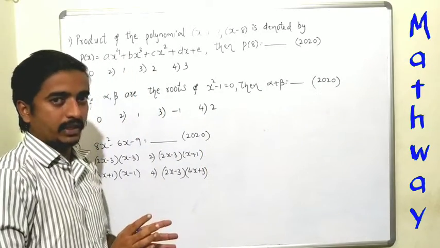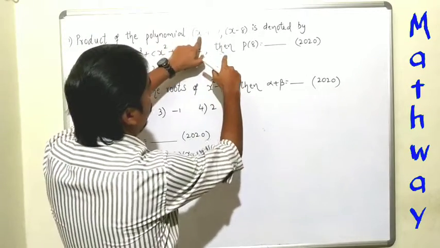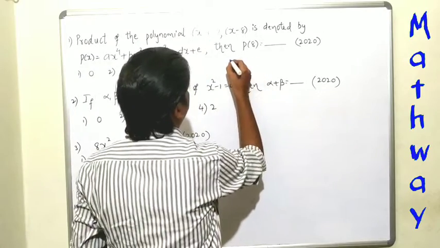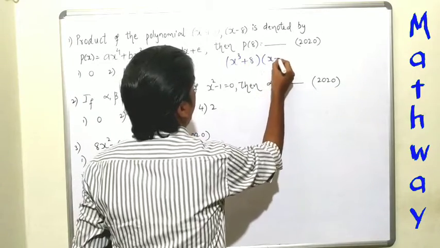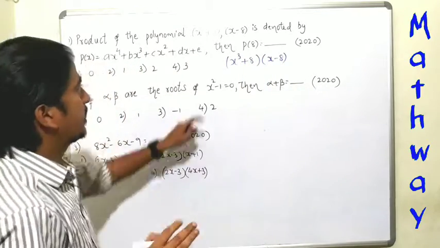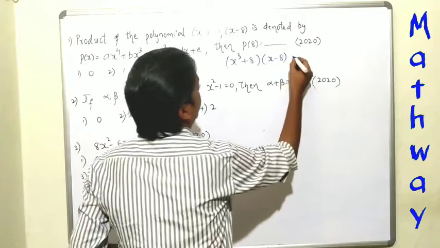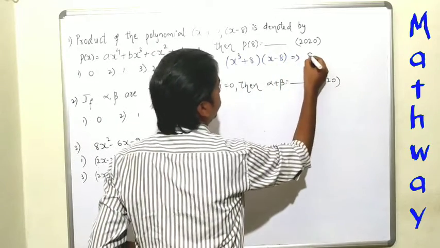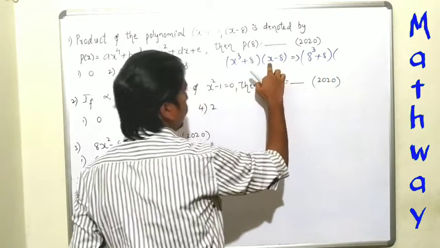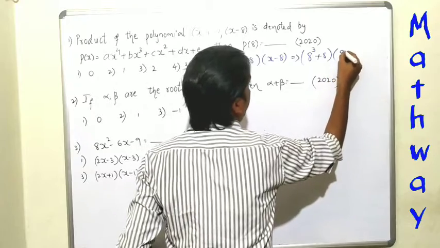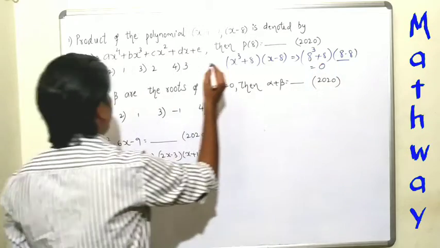So this is one method, but there is one more very simple method. The product of this polynomial is x cube plus 8 into x minus 8. Now there is no need to multiply. We are asked to find p of 8, so simply put 8 in the place of x. So we get 8 cube plus 8 into 8 minus 8. What is 8 minus 8? 0. And 0 into something is 0. So the answer is 0.